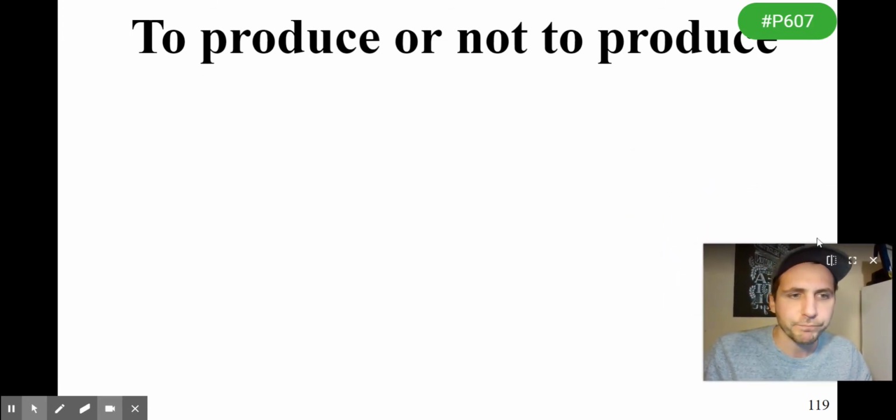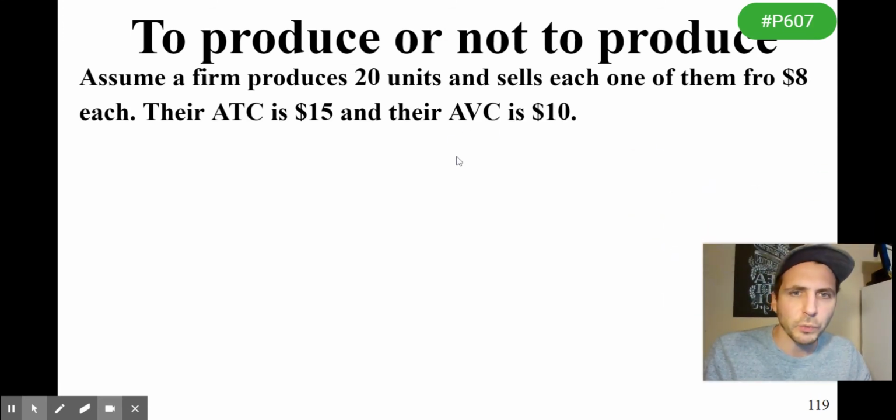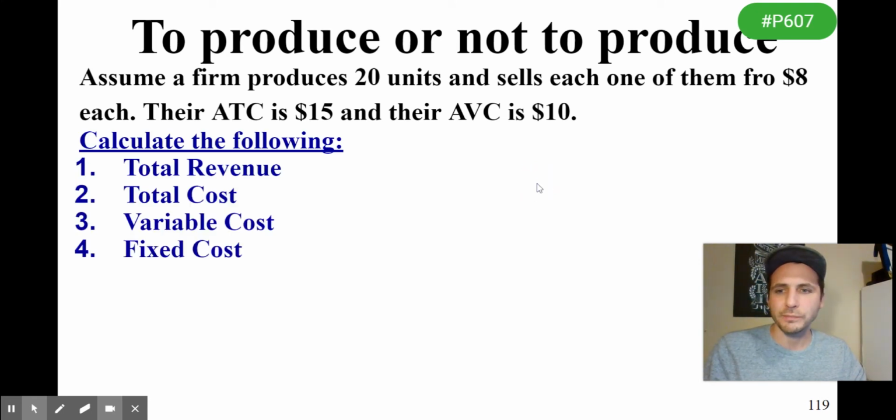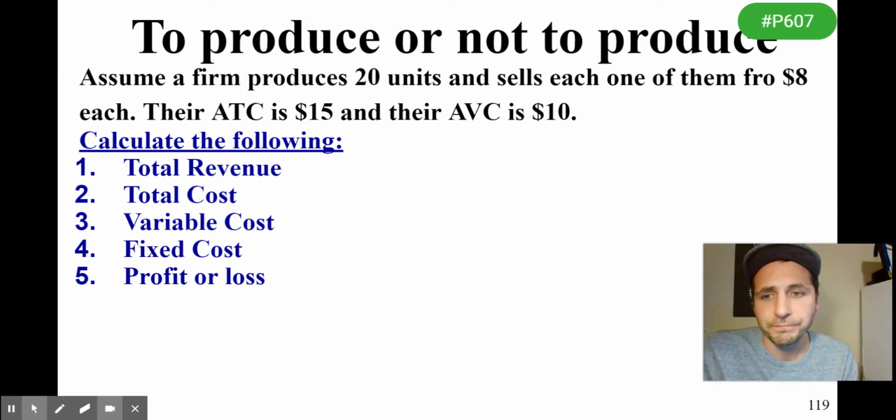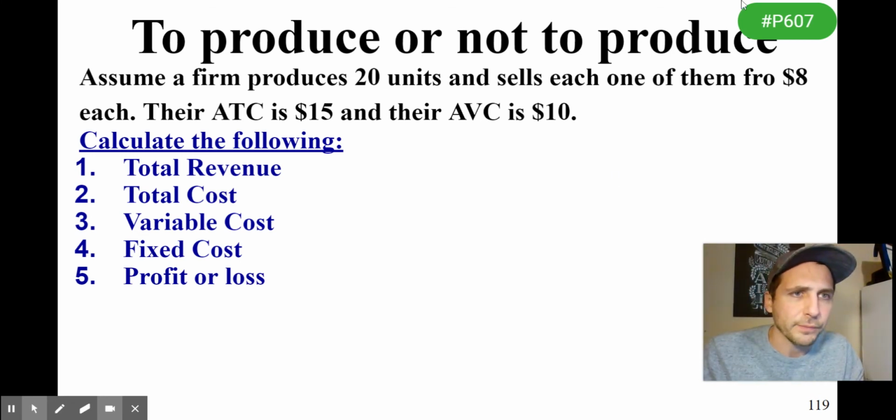Let's try this again. Okay, so we have our 20 units. We sell each of them for $8 each. Their average total cost is 15. Average variable cost is 10. Do the same thing. Can you calculate these things? Go ahead and pause the video and try it out, and then I'm going to roll through them quickly. Okay, did you get it?